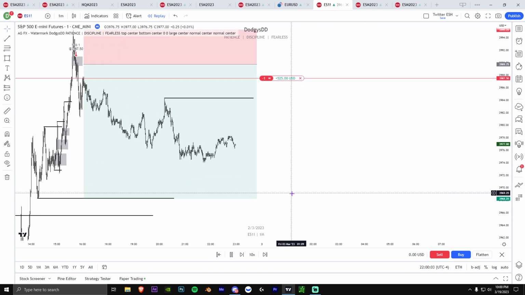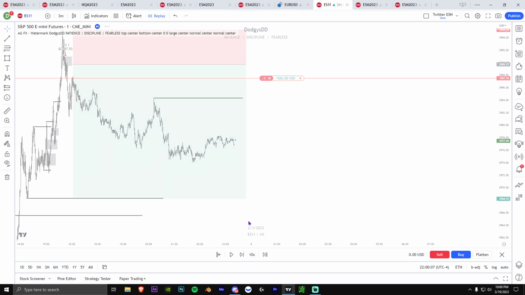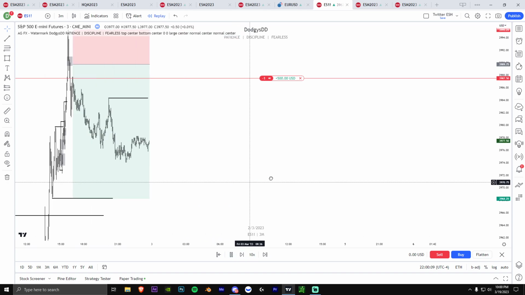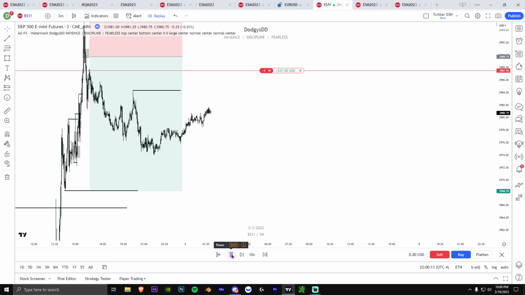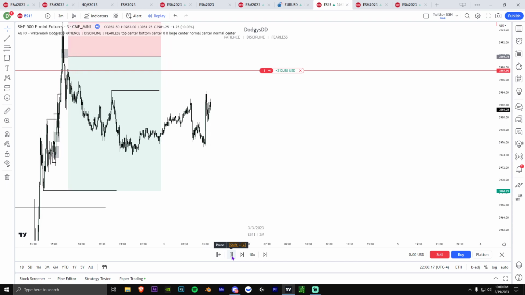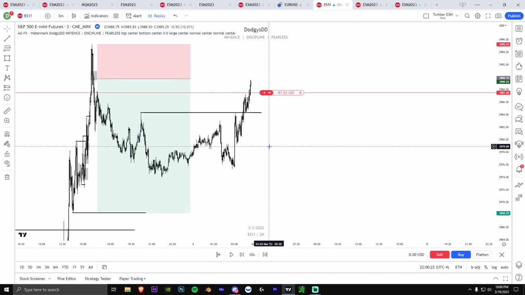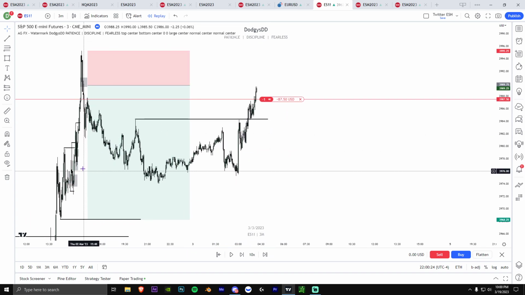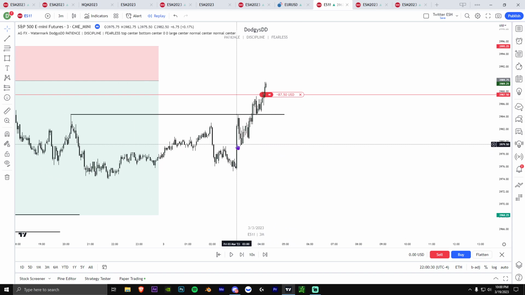Again, I don't know what happens here. Alright, let me speed this up a little bit. Alright, come on. Okay, so we end up hitting this high. I would have gotten stopped out for 1R, which means what? I would now be at break even here. And I missed it, but I would have won this.